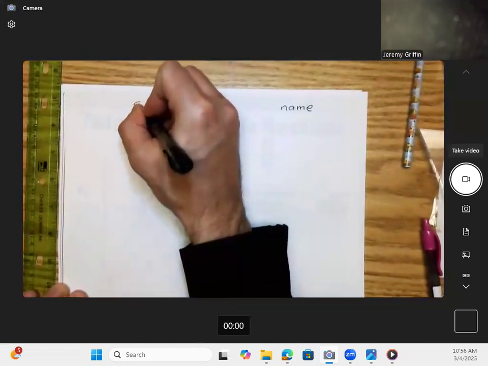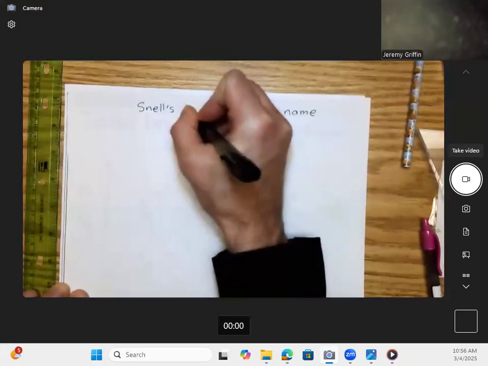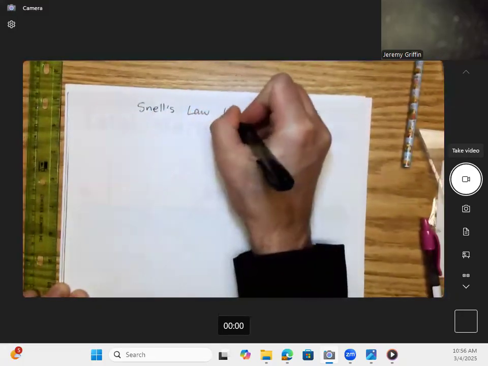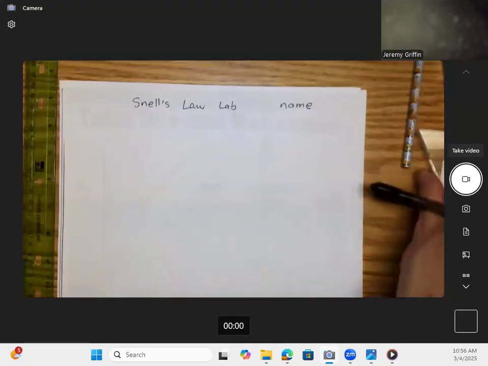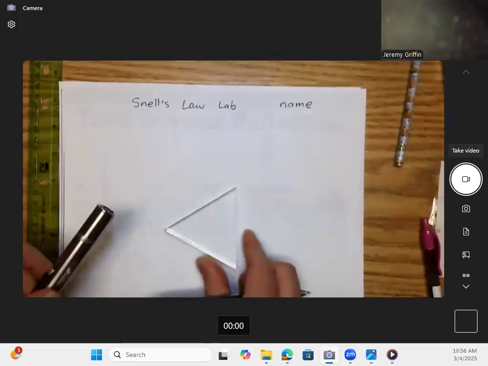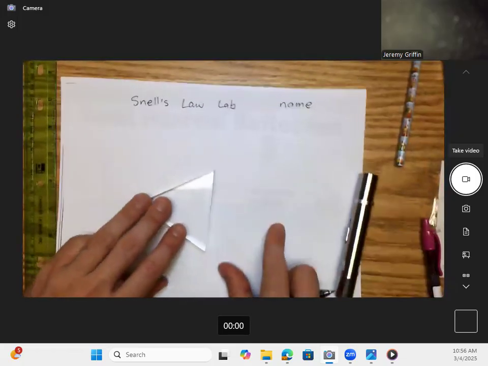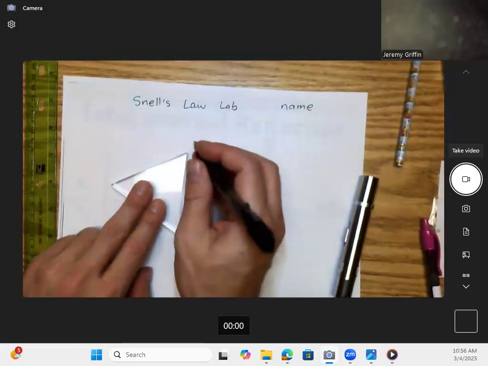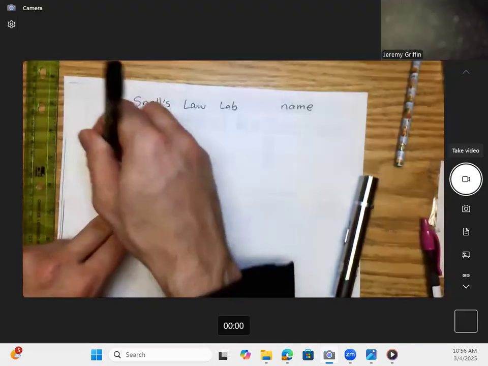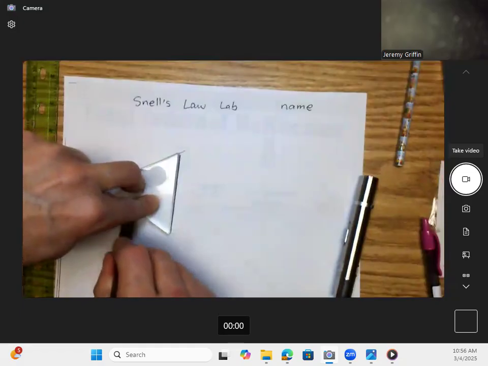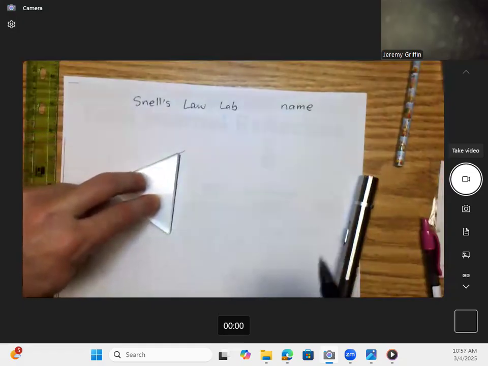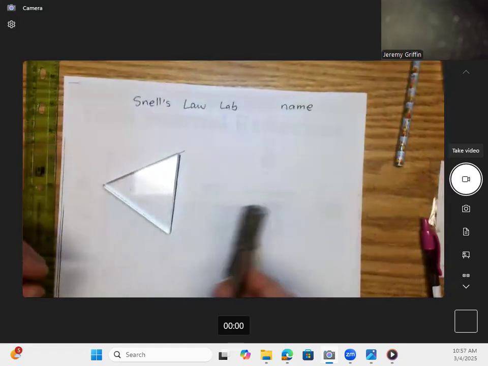I'll call it Snell's Law Lab. So 1 page of paper per student. I want everybody to do this. Now I've only got so many lasers and so many prisms, so you're going to have to share these materials around, but I want every student to do this individually. So trace out whatever prism you have. Again, I have a triangle prism up here. You might also have a triangle prism, or you might have a semicircle. Okay, but I got that traced out.